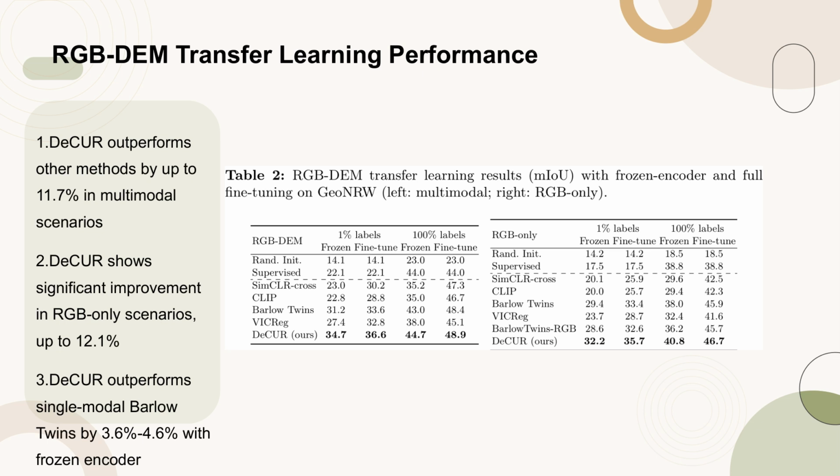In the RGB-only section, DeCUR continues to show substantial improvement, leading by up to 12.1% over CLIP. Additionally, DeCUR outperforms single-modal Barlow Twins by 3.6% to 4.6% with a frozen encoder and by 1% to 3.1% in fine-tuning, highlighting the effectiveness of joint multimodal pre-training.